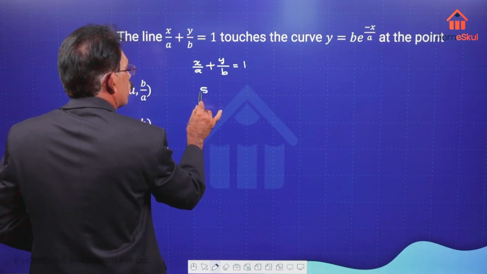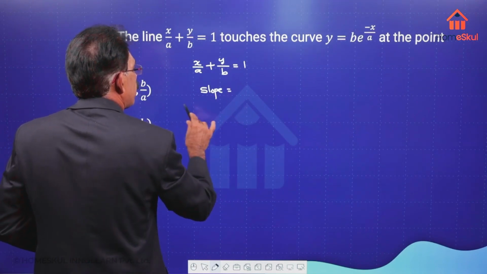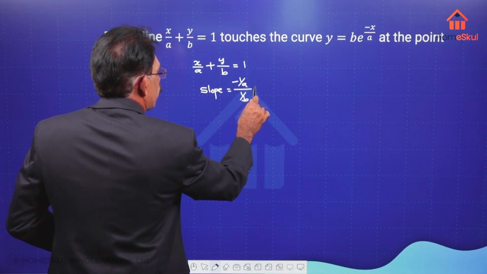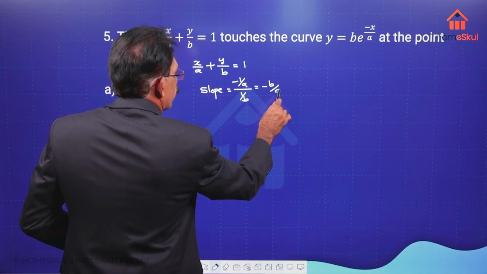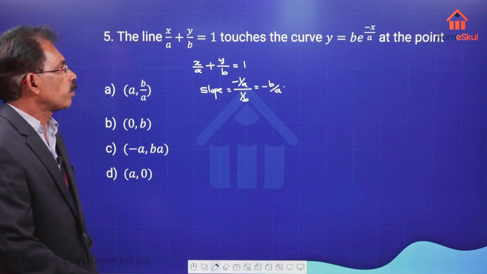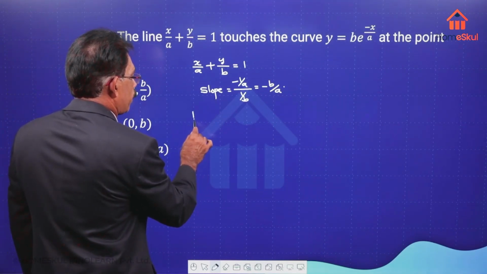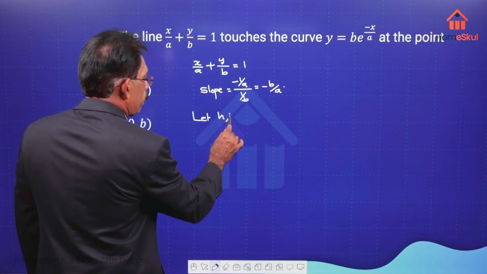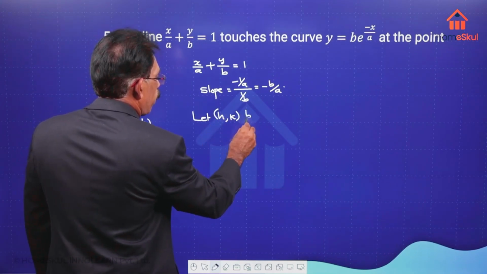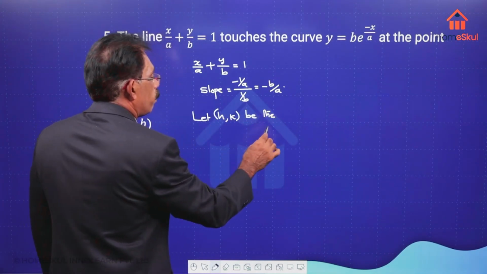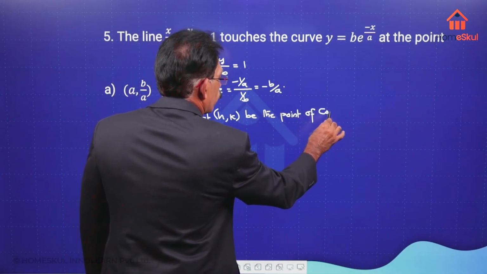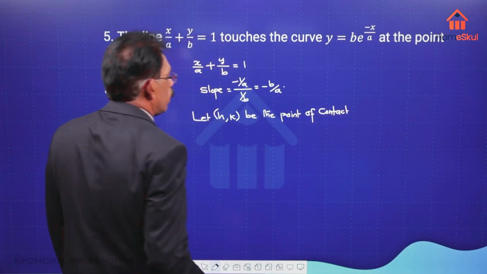The slope is what? Slope is equal to minus a by b, minus 1 by a divided by 1 by b. So that is equal to minus b by a. Minus b by a, isn't it? Slope is this one. And also dy by dx. Let h comma k be the point of contact.